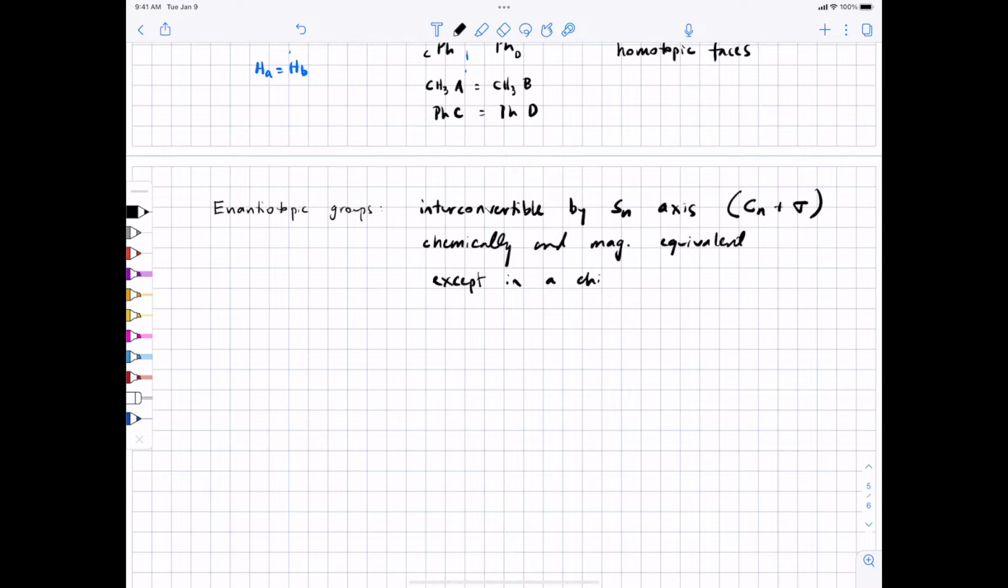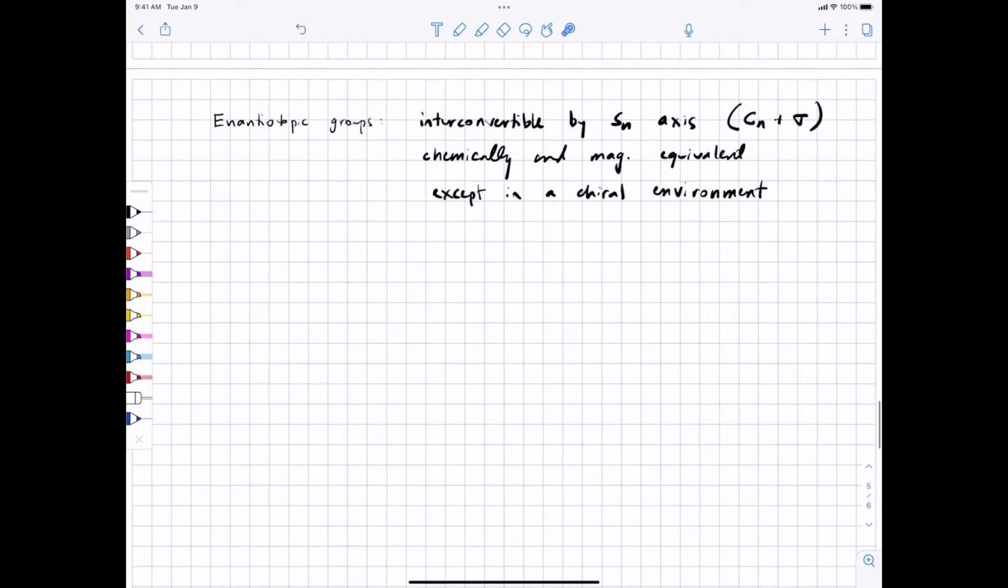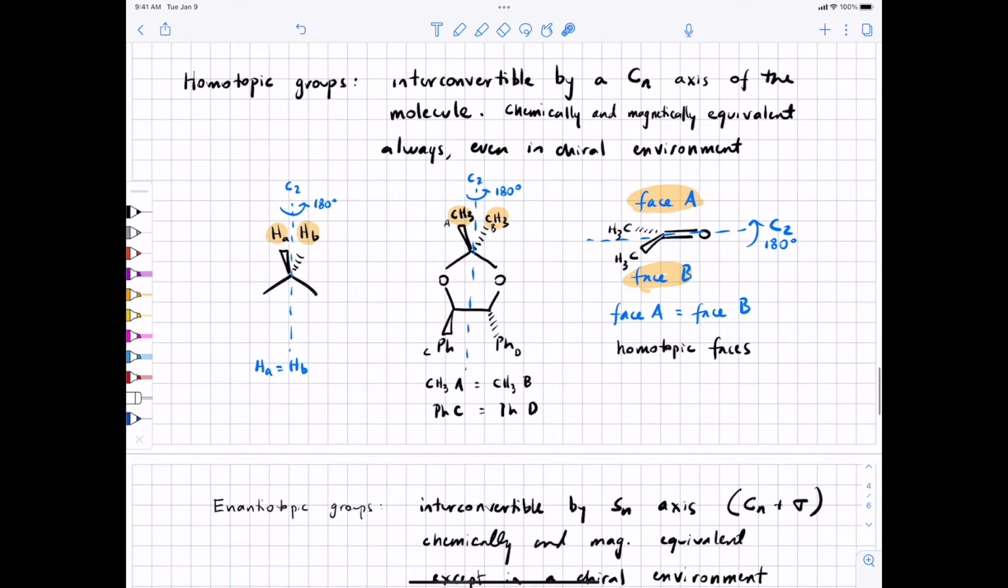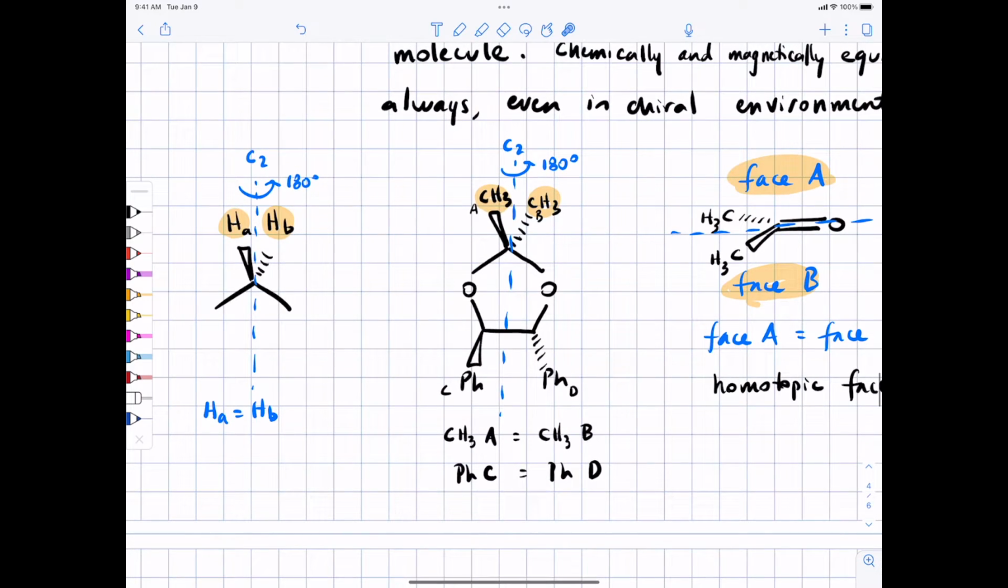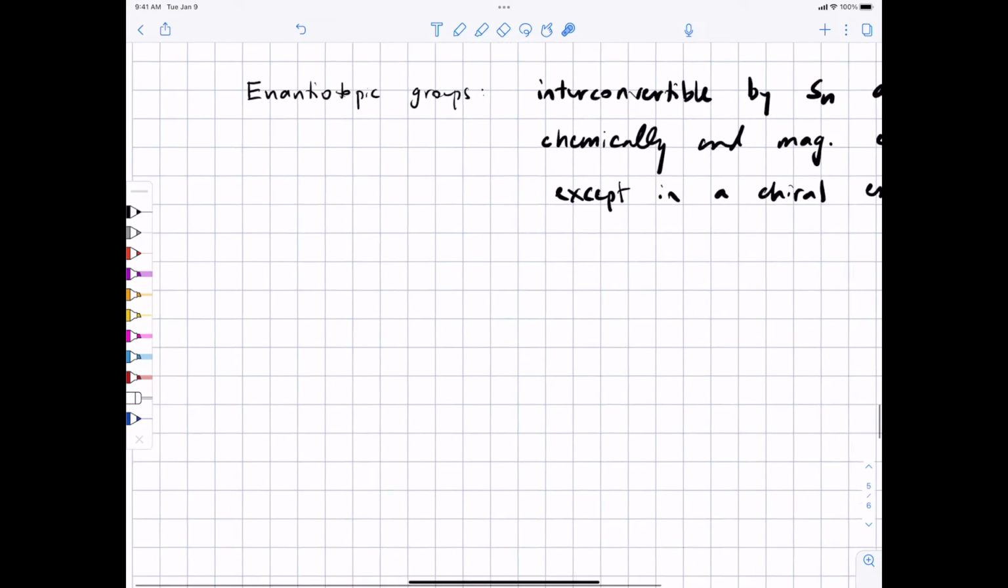in a chiral environment. The reason you want to know the difference between homotopic and enantiotopic groups is because you can distinguish with a chiral reagent between two enantiotopic groups, but you cannot distinguish with a chiral reagent between two homotopic groups. So you want to know this so that when you go to your postdoc advisor and you say, yeah, I think we ought to try using this chiral ligand, and that way we can tell the difference between these two methyl groups, you're not going to look silly because they're homotopic, not enantiotopic.